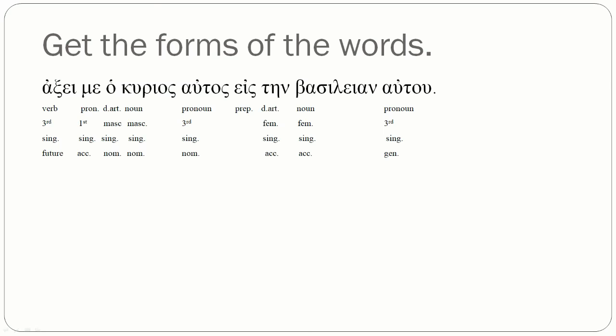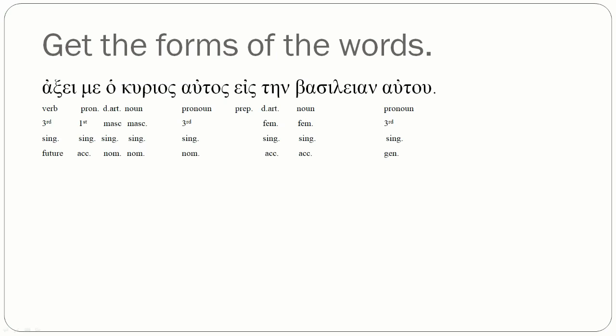Me, easiest word in Greek. Me is simply the first person personal pronoun. It's the accusative singular, which means me. Ho kurios, these two go together as article noun. They are masculine singular nominative. Autos is a third person pronoun. It is masculine singular nominative as well.